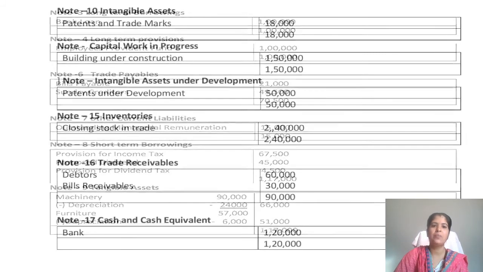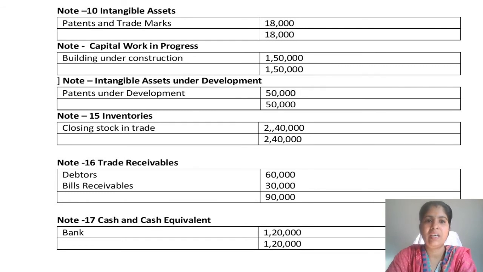Next we have regarding note number 10. Intangible asset, patents and trademarks is 18,000 which is given in the trial balance. As per capital work in progress, building under construction is 1,50,000. Intangible assets under development is patents under development 50,000.